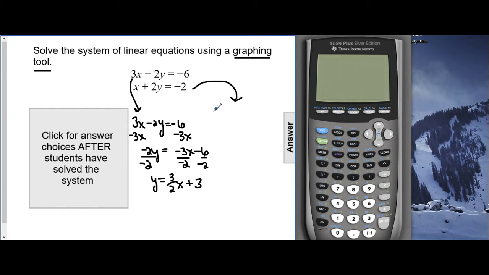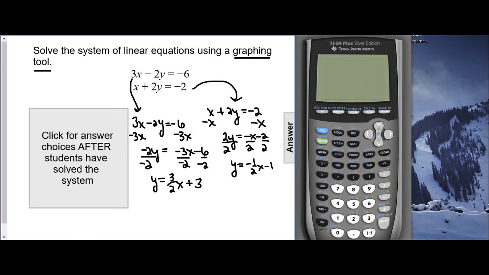Then the second equation needs to be rewritten as well. So we'll subtract x from both sides. So 2y equals negative x minus 2. And we'll divide everything by 2 so that y equals negative 1/2 x minus 1. So there's a little bit of scratch work that you have to do before you even use the graphing tool.